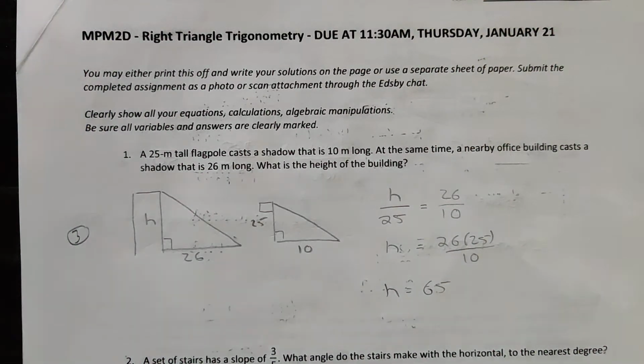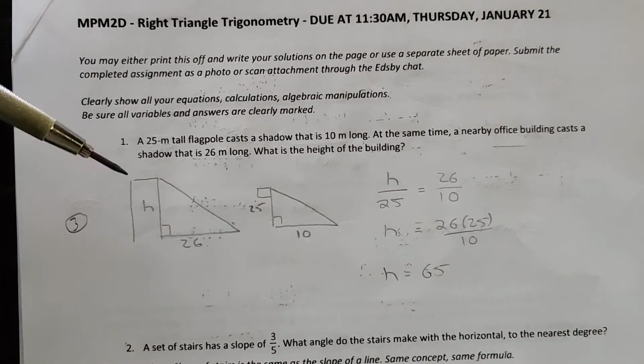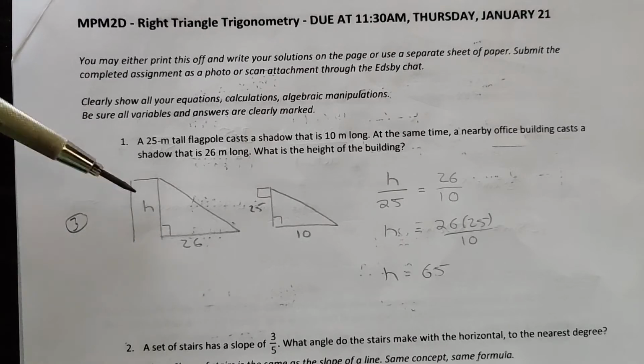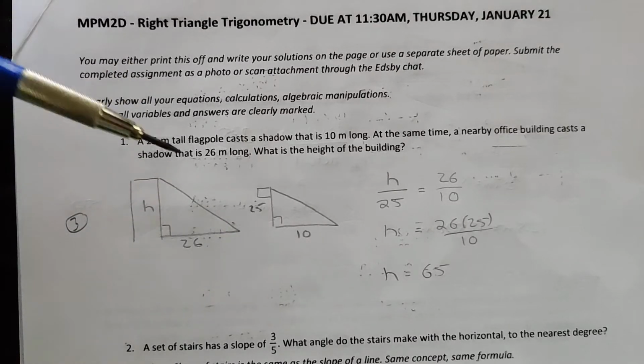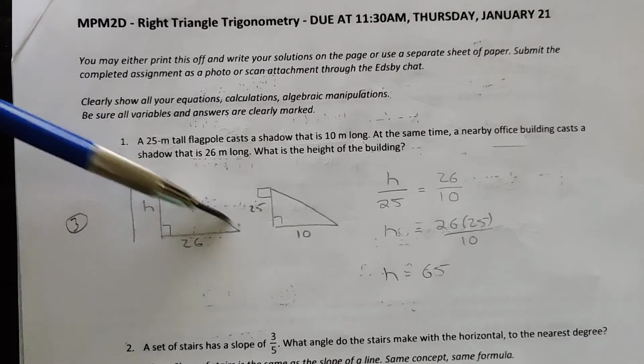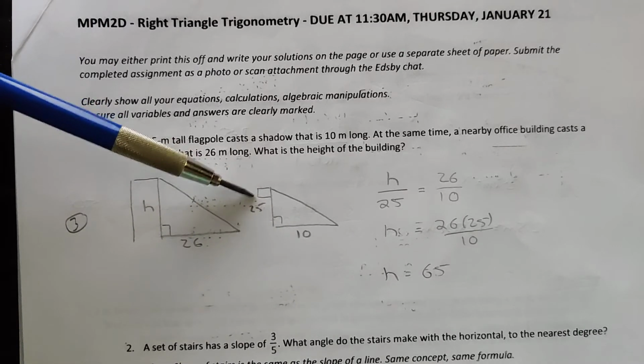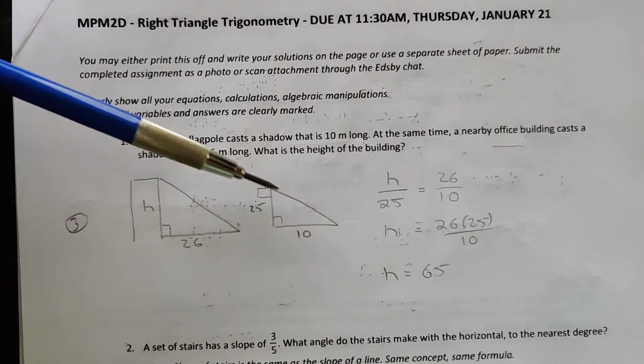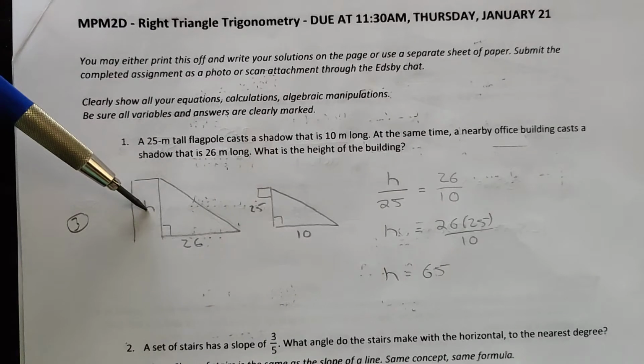Okay, we're going to go over your test here really quick. In the first question, where we're working with the flagpole and the building, I have a diagram here of the building along with its shadow. It would make a right triangle with the rays of the sun. Same with the flagpole, the height of the flagpole, the shadow, and then the rays of the sun. So we're looking for the height of the building.